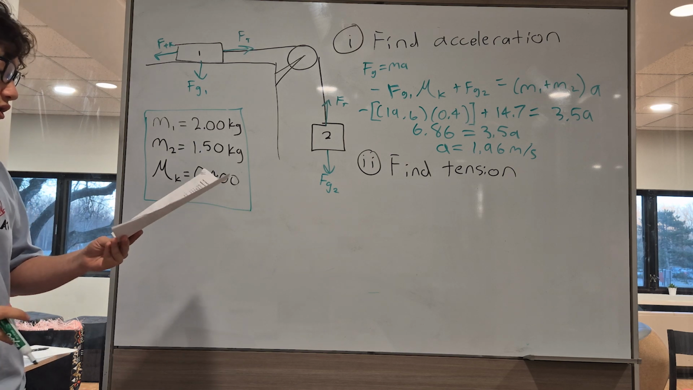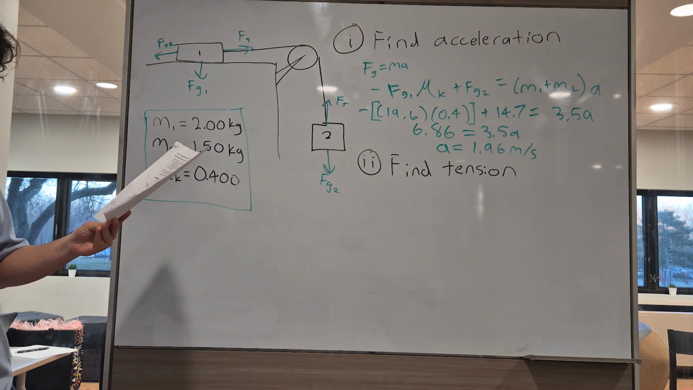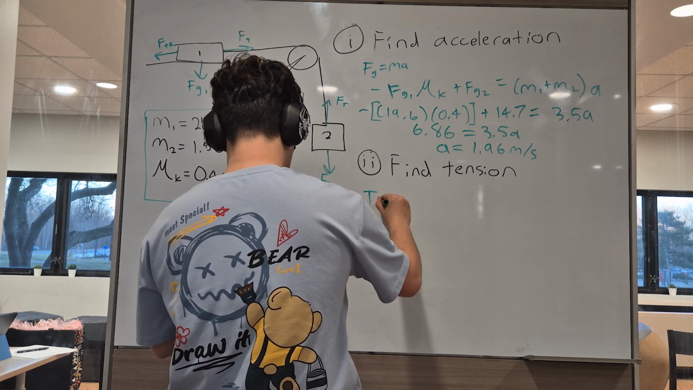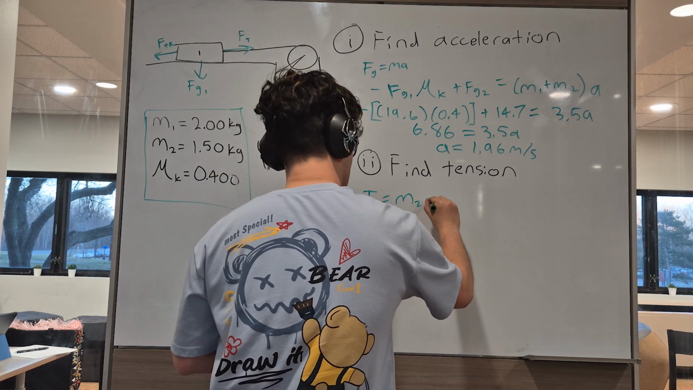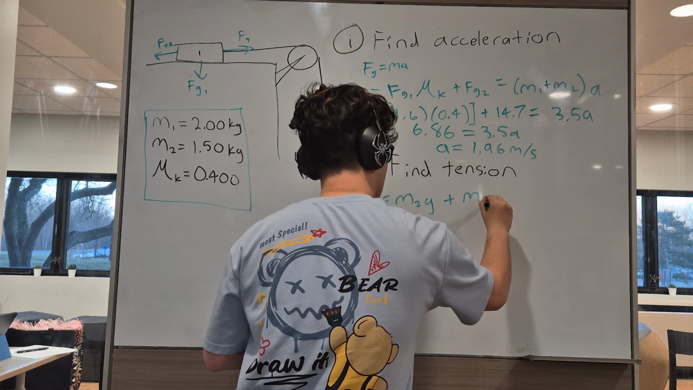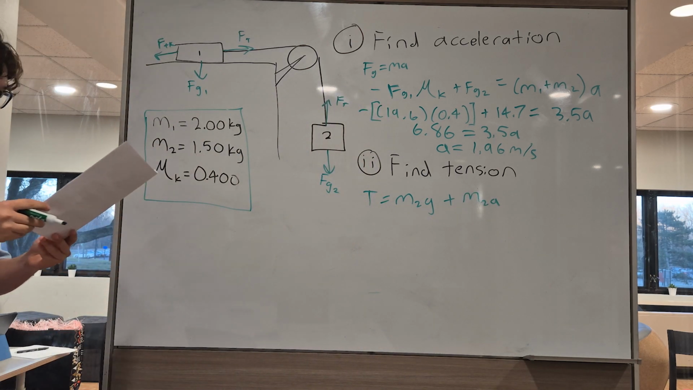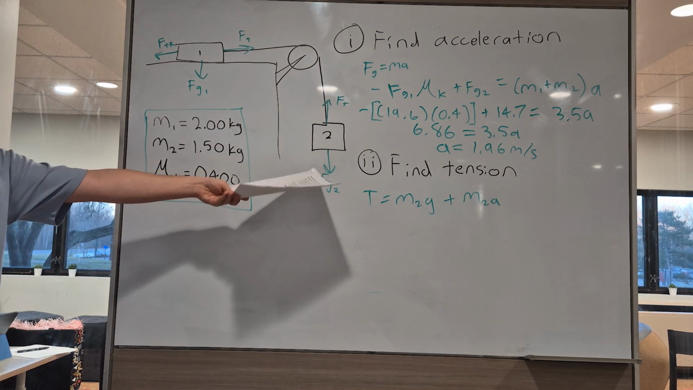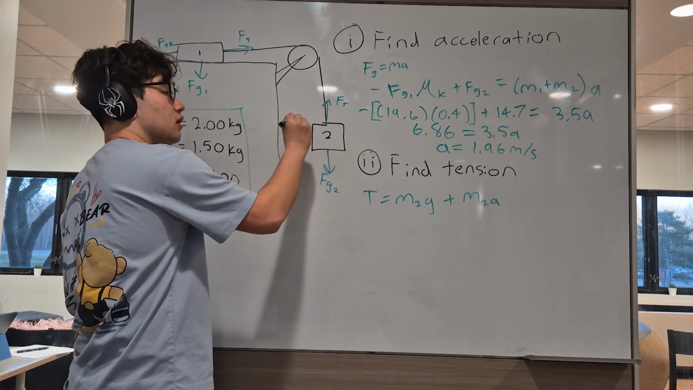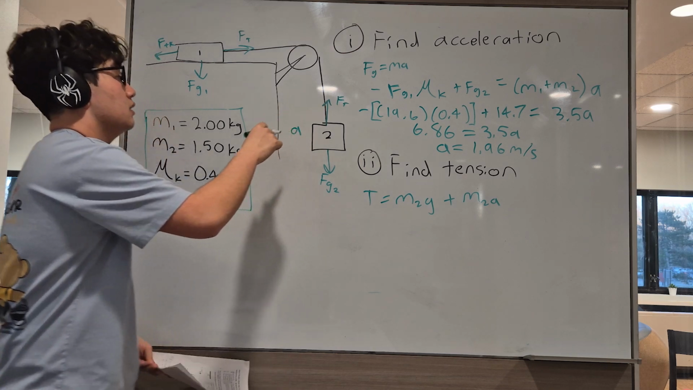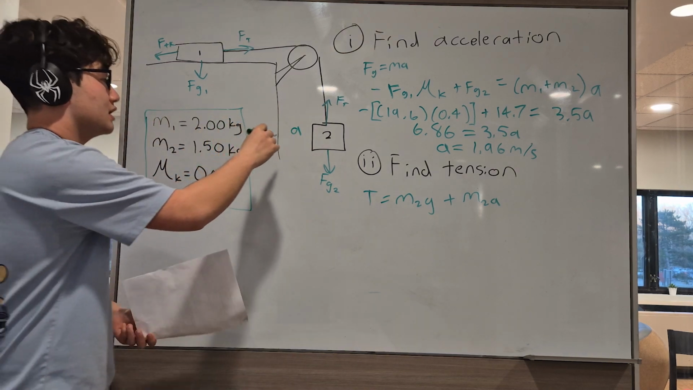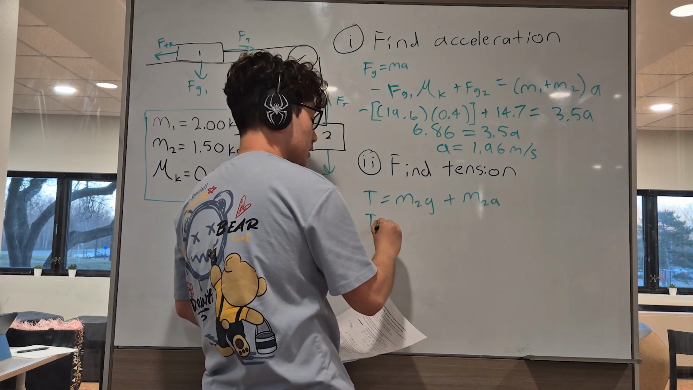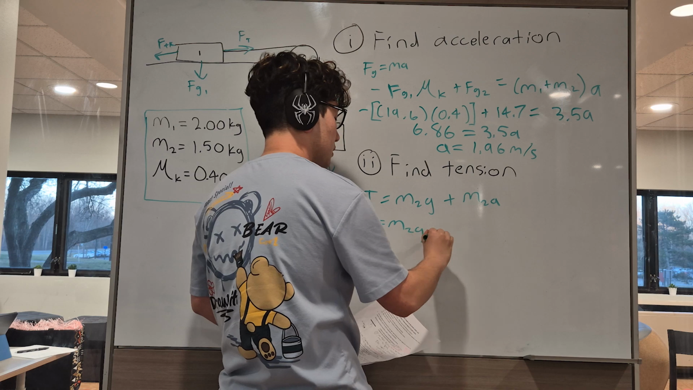So when it comes to finding tension, we have a very similar thing here. Earlier we did T is equal to m2g plus m2a. In our case, we are using the second block here, and our acceleration is actually negative here. So this would change to T is equal to m2g minus m2a.